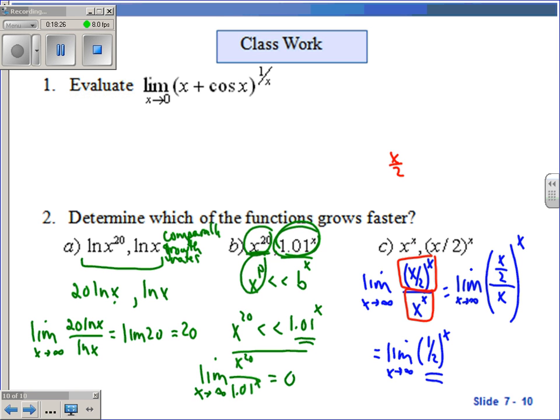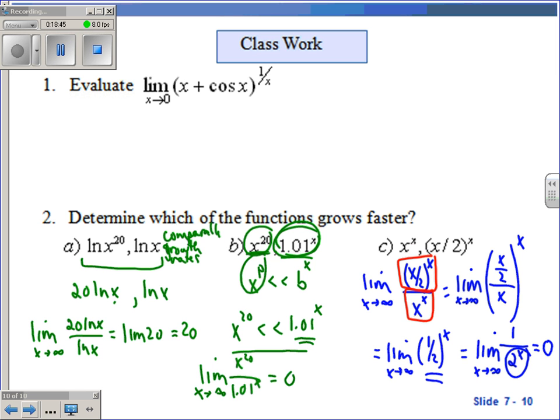1/2 to the x. As x gets larger and larger, this is the same thing as the limit of 1 over 2 to the x. Now, as x gets larger and larger, the bottom's going toward infinity, but the top's 1. That limit's going to be 0. And that makes much more sense.